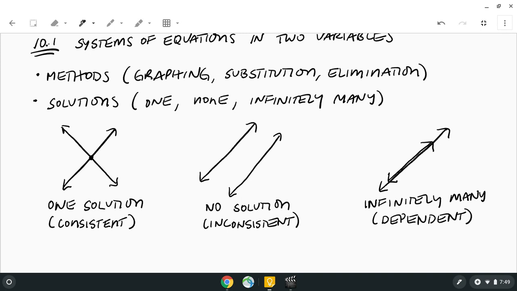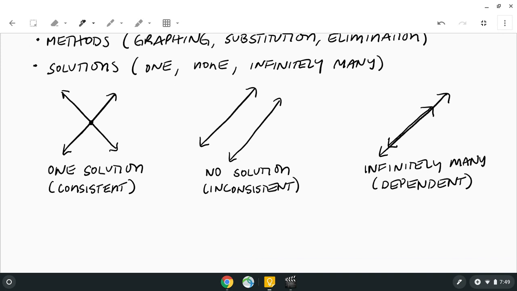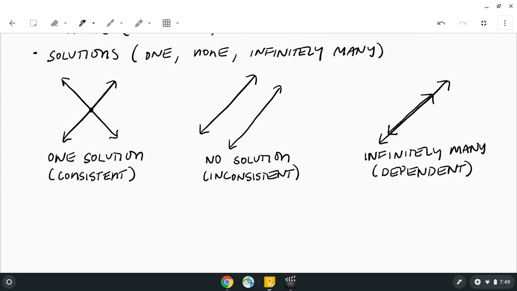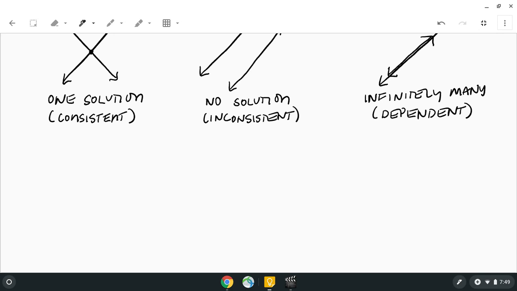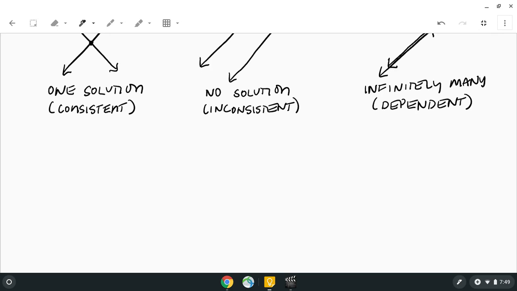Okay. And again, I'll come back to these two here, the no solution case and the infinitely many solution case. I'll come back to those, and we'll take a look at how you can tell if you have one or the other when you're not graphing it, but solving it algebraically. Okay, so leave some space below them.